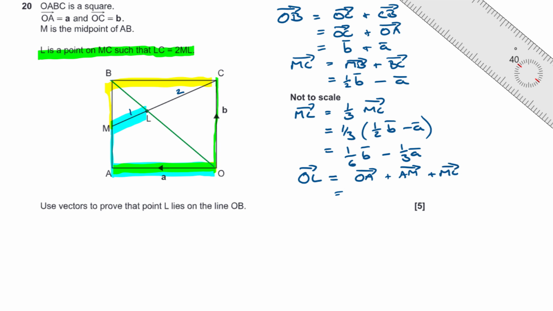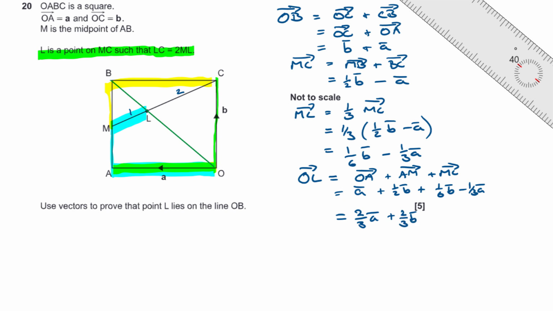Okay, so we know O to A is A. We know that A to M is half B. And we know that M to L now is 1/6 of B minus 1/3 of A. Okay, so what's that? Just collecting like terms, I've got an A minus 1/3 of A, so that leaves me with 2/3 of A. Then I've got 1/6 of B and 1/2 of B, so 1/2 plus 1/6, what's that? 1/2 plus 1/6 is, well, 3/6 plus 1/6 is 4/6. 4/6 is the same thing as 2/3, so I've got 2/3 of B as well, haven't I?